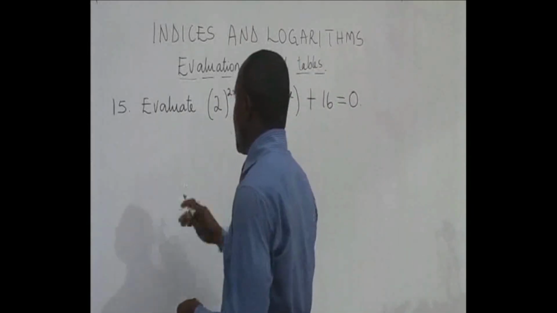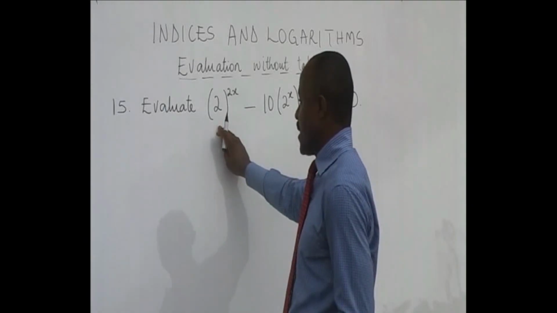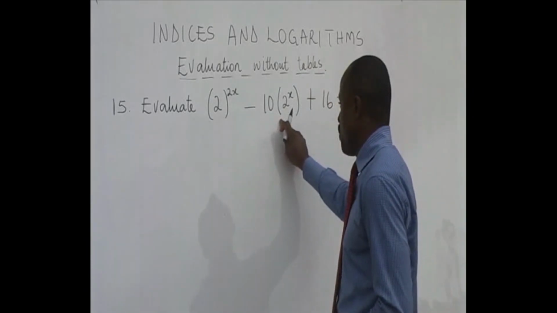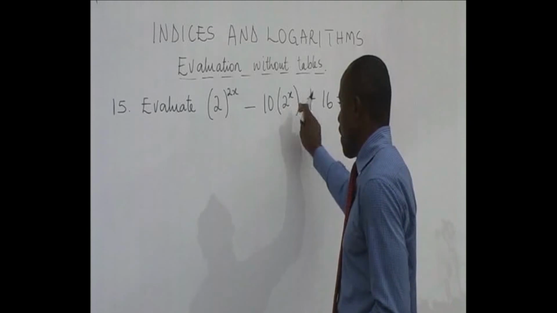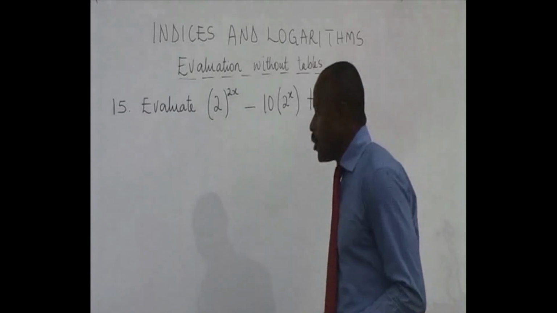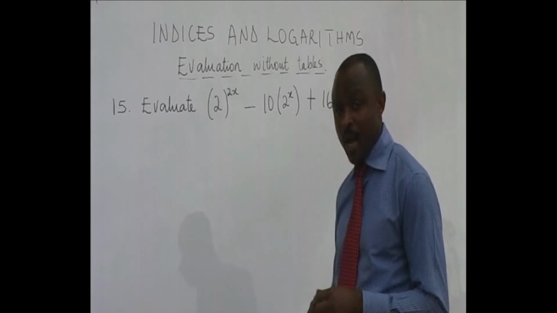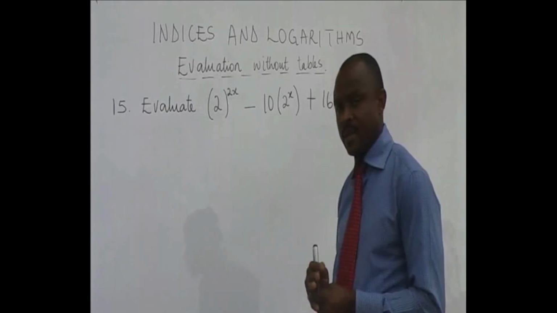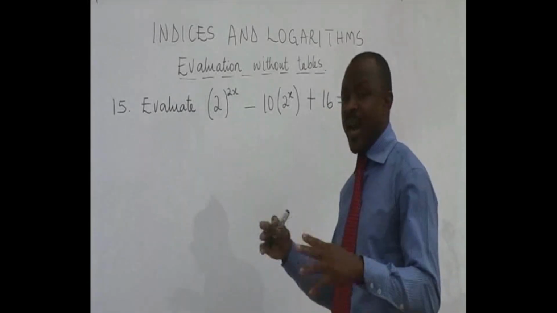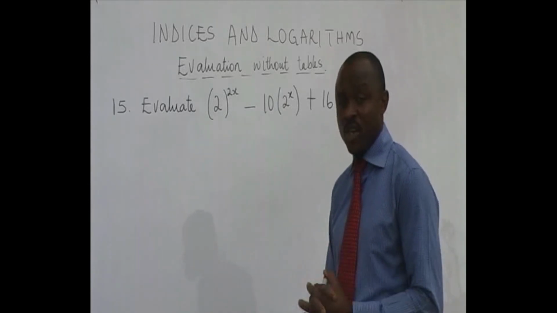Question number 15 says evaluate (2^2x) minus 10(2^x) plus 16 equal to 0. Just like question number 14 that we just concluded, there is no formula that could be applied to it directly like this at this level. Try to change it to an expression that has a formula that can be applicable, and that expression is quadratic.